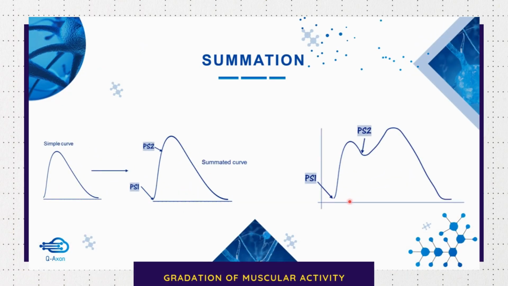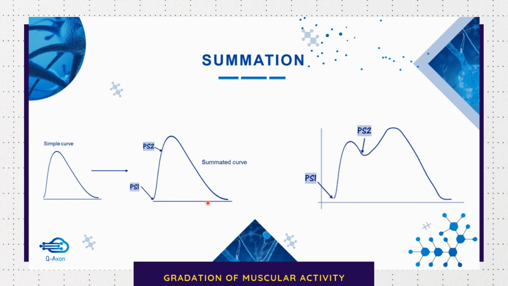Now both these graphs here represent summation. This, on the other hand, is a simple muscle curve. So this is what we looked at earlier, wherein you apply a stimulus and you get a muscle twitch. And then while the muscle is relaxing, you apply the second stimulus and therefore the muscle goes into the next contraction. So this is one sort of graph, but sometimes the second stimulus may fall in the contraction period instead of in the relaxation period.